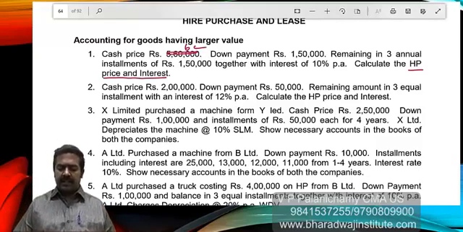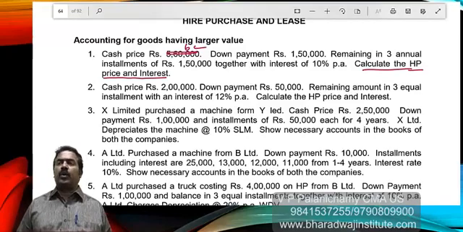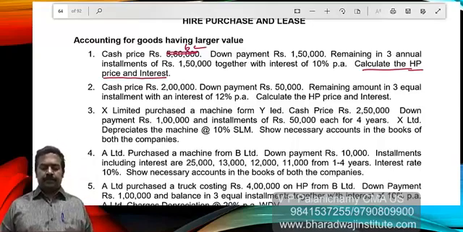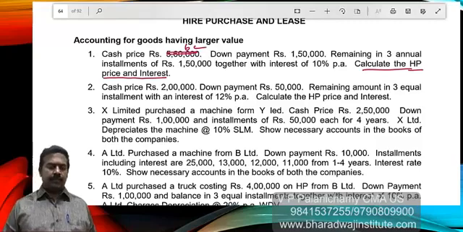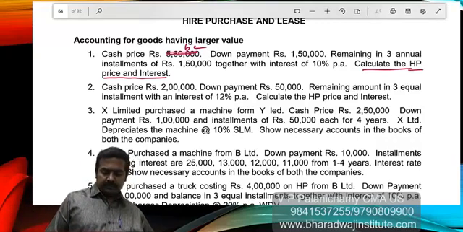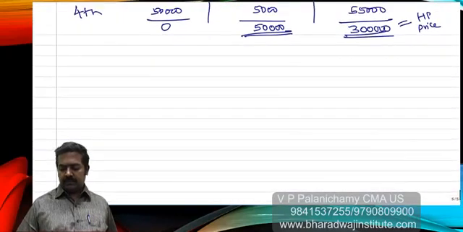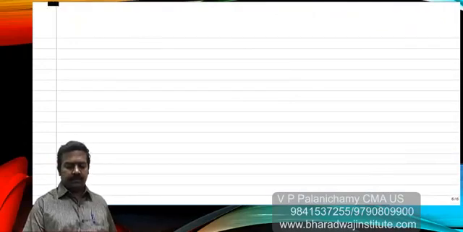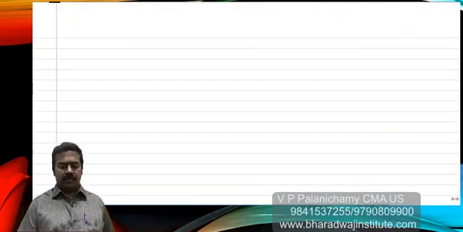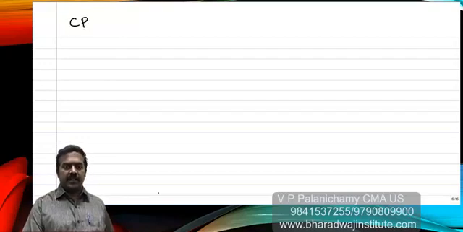Cash price, take it as 6 lakhs. Down payment 1 lakh 50,000. Remaining in 3 equal installments. Calculate hire purchase price and interest. No accounting is asked. Only the hire purchase price and interest is asked. What is the cash price? 6 lakhs.